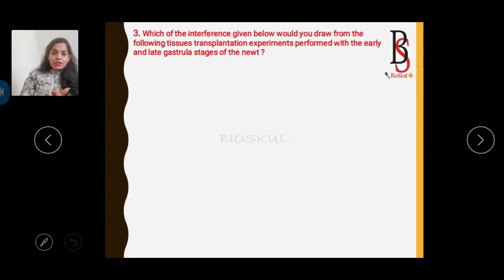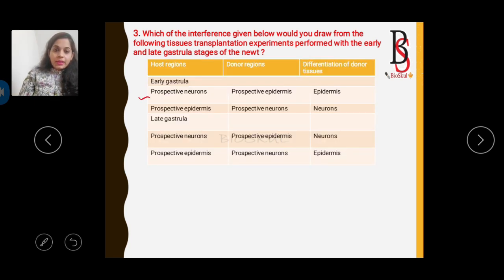Now question number 3. Which of the inferences given below would you draw from the following tissue transplantation experiments performed with the early and late gastrula stage of newt? Prospective neuron of host region, then the prospective epidermis of donor region. Then what will happen? Differentiation of donor tissue. Then the donor tissue differentiated into epidermis.